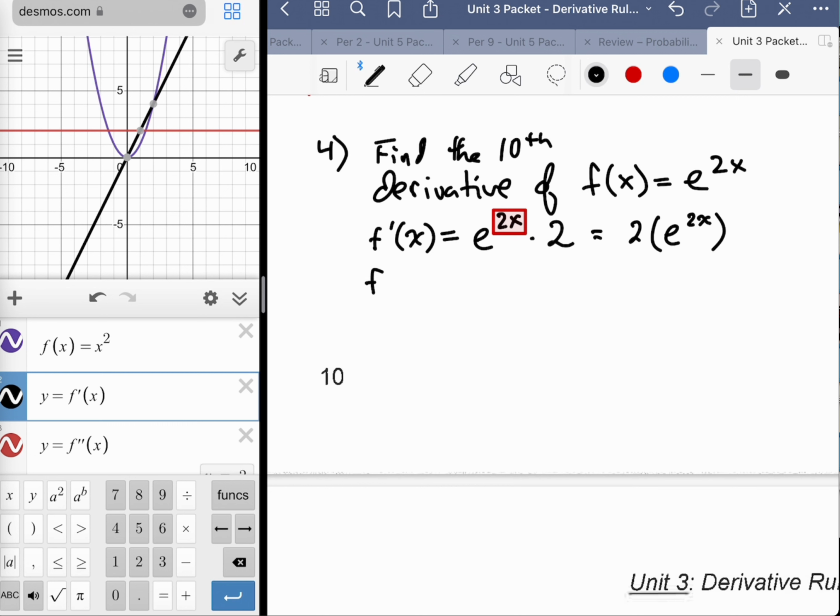So in my second derivative, that 2 would just come along for the ride. And again, I would take the derivative of what's inside the parentheses, which we've actually already figured out was e to the 2x times 2, which amounted to 2 times e to the 2x. Which would become 4e to the 2x.